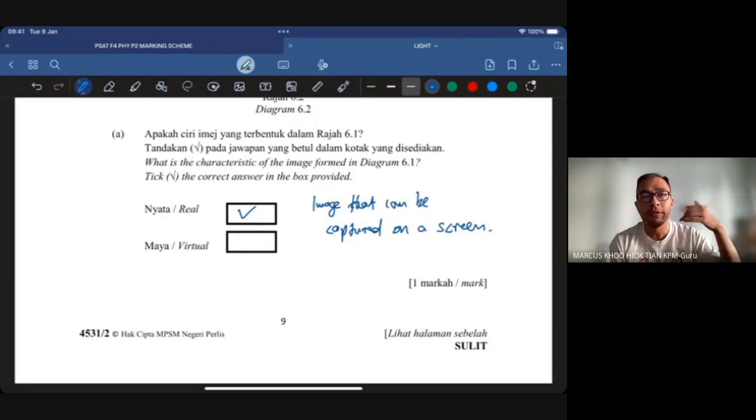But in actual fact, if you have a mirror and you put a screen in front of the mirror, let's say you have a mirror over here and you have a screen over here, right? So let's say you put an object over here. If you can capture the image of the object on the screen, whether it's behind the object or in front of the mirror lah, that image is a real image. So that's by definition lah. A real image is an image that can be captured on the screen, whether it is a lens or whether it is a mirror. The definition remains the same.